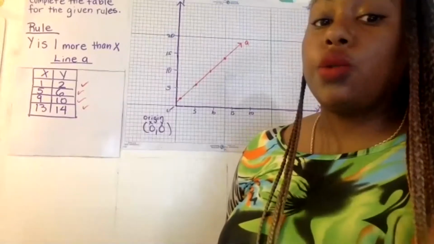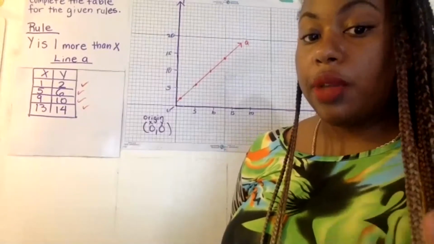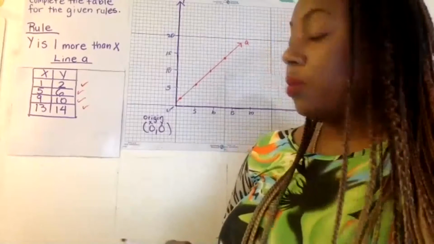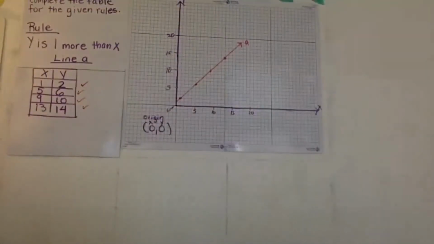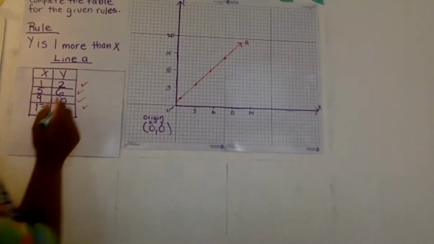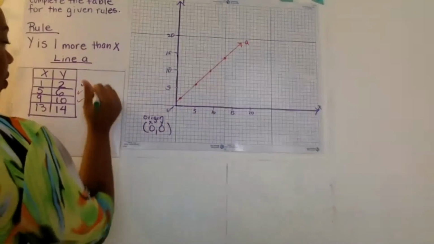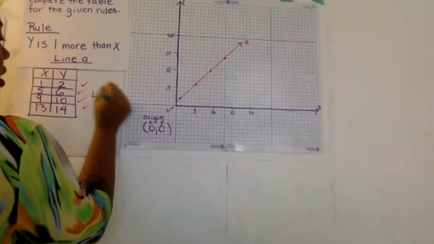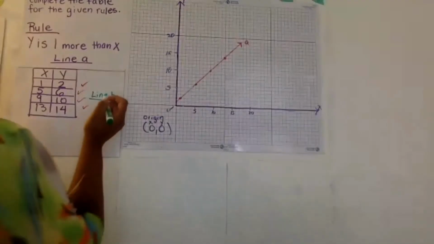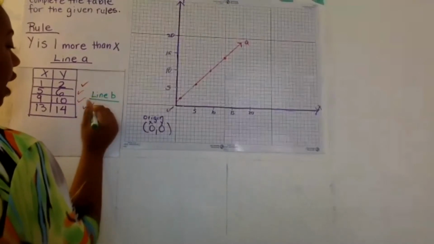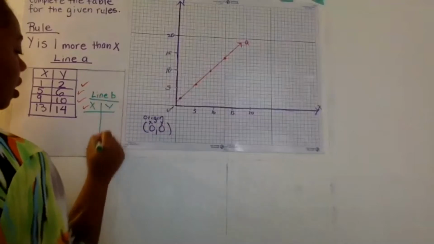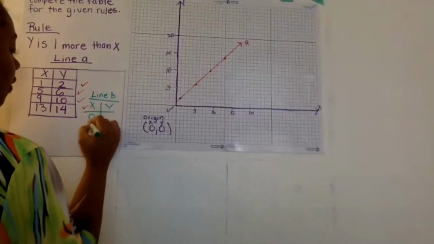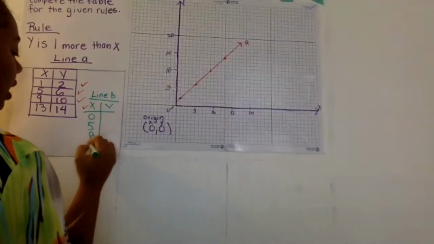They want us to construct line B. So we have to figure out what the rule for line B is. I'm going to use green for line B. Okay? So here's line A. I'm going to put line B. For line B, for our x values, we have 0, 5, 8, and 11.